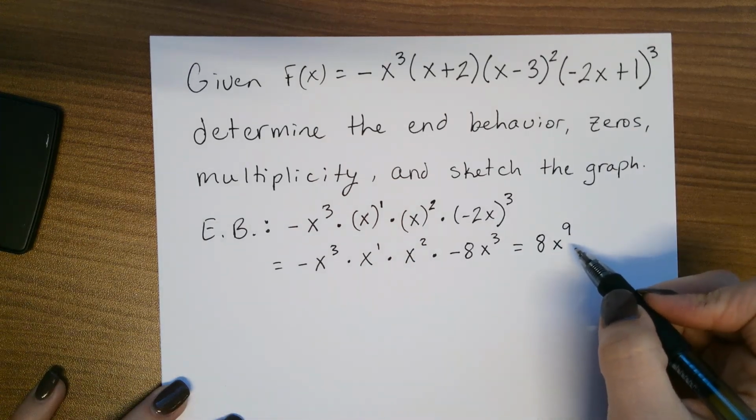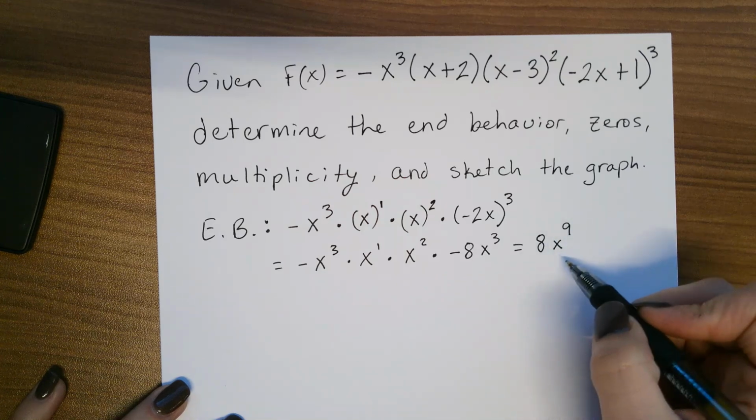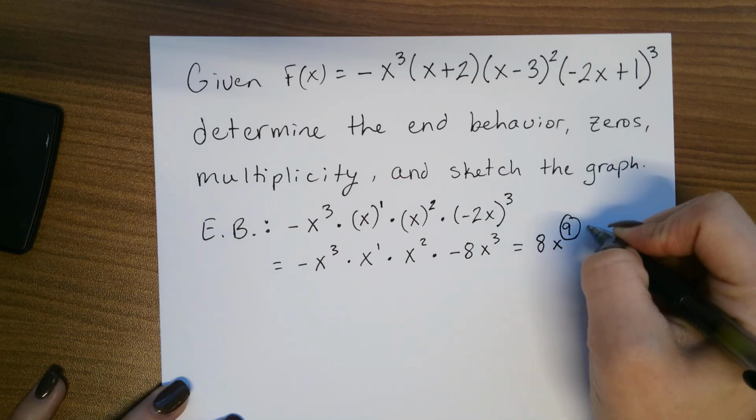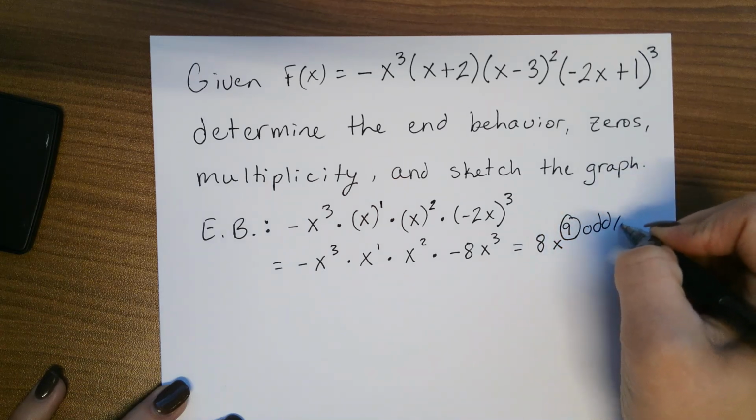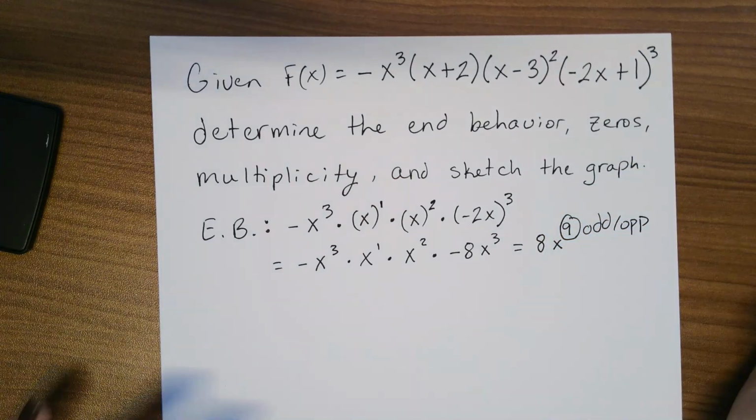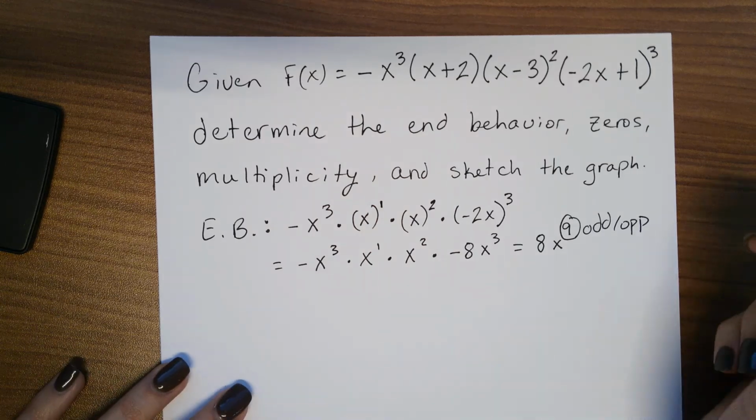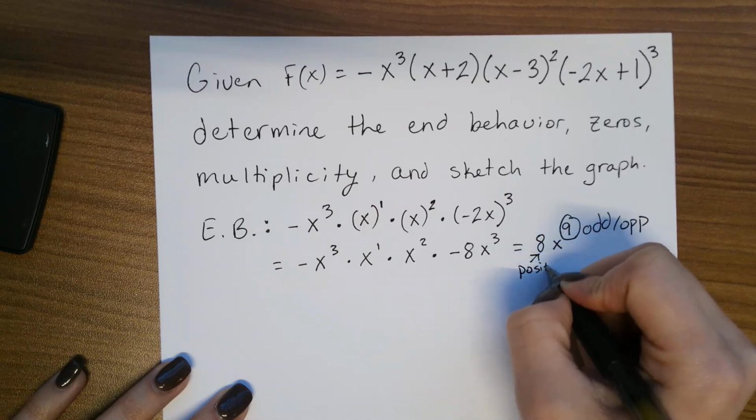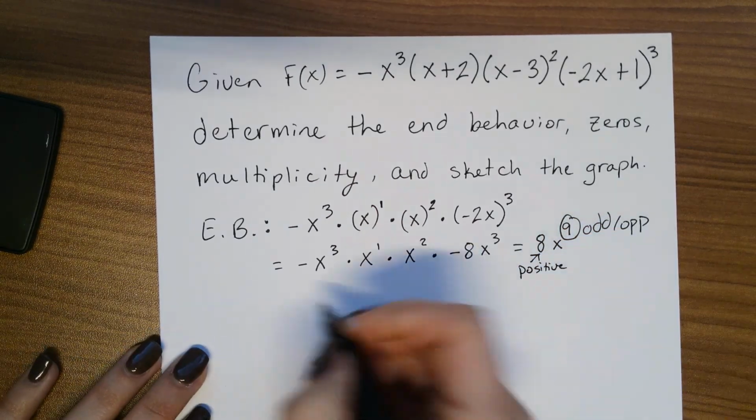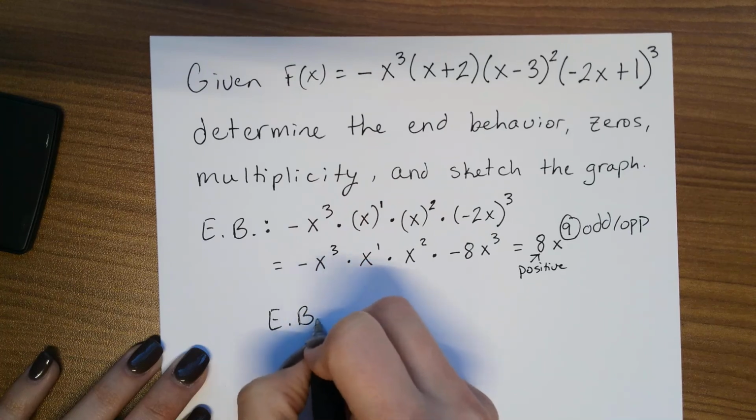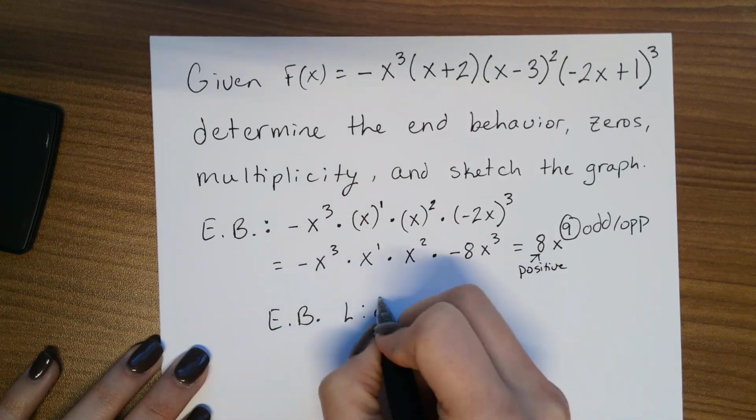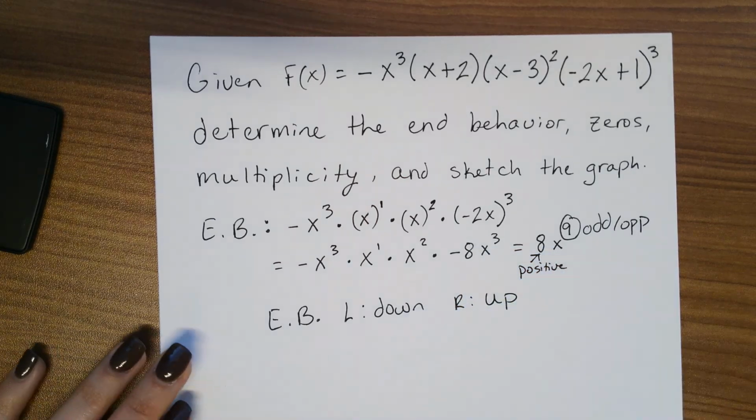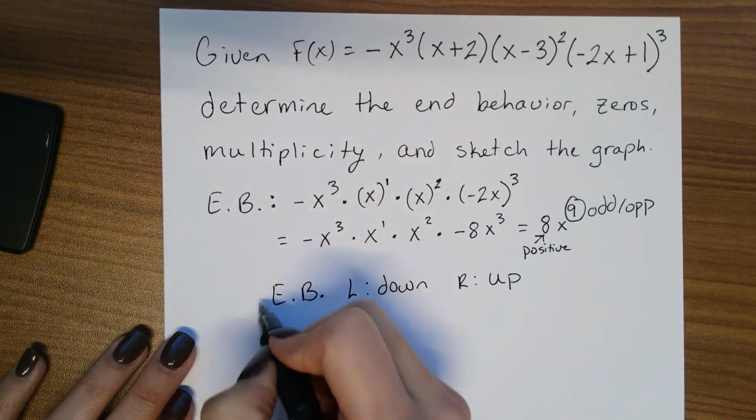So now to determine that end behavior, I do have my leading term. The highest exponent is 9, which is an odd number. Odd indicates that they're going the opposite direction. One will be up and one will be down. My leading coefficient is positive, which makes my end behavior on the left, we're going down, and on the right, we're going up. All right, so there's my end behavior.